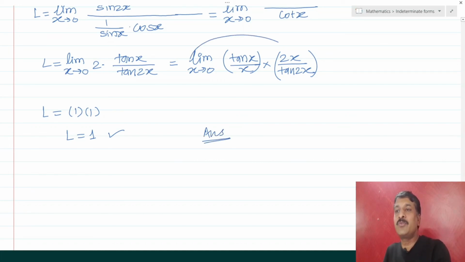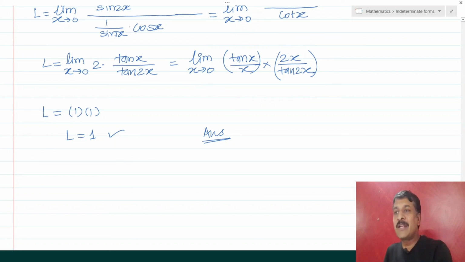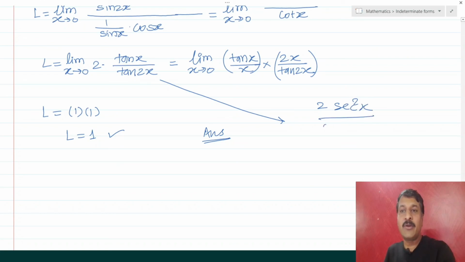Note that if you don't know this result, you can use L'Hospital's rule, because here I am getting 0 by 0, and the derivative of the numerator is sec square x upon the derivative of the denominator, which is 2 sec square 2x. So 2 cancels, and sec 0 is 1 by 1, again you will get 1. So that is the required answer.